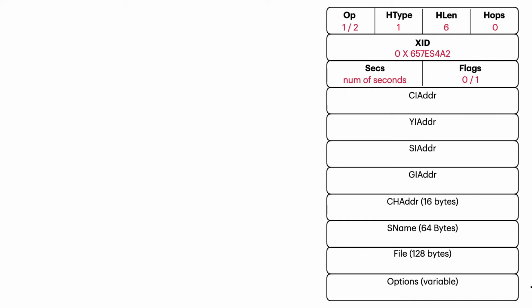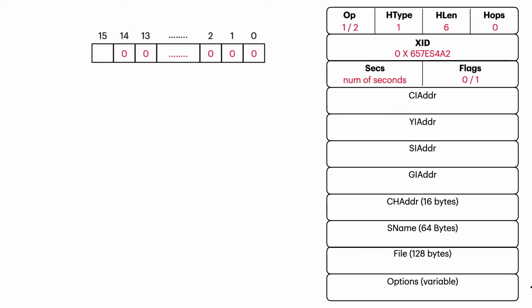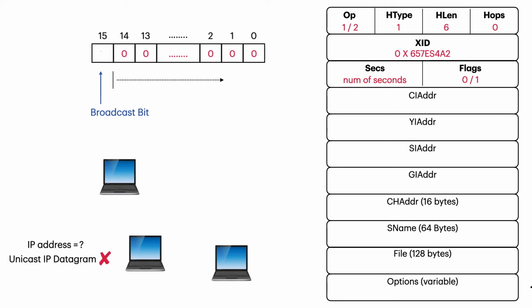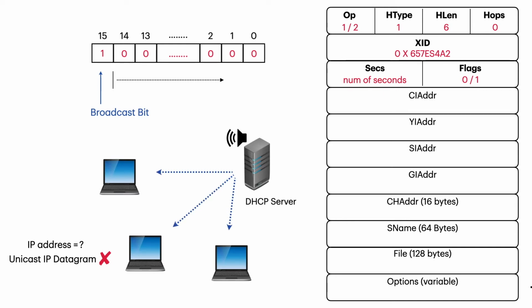Flags are 16 bits in length. Out of 16 bits, the rightmost 15 bits are reserved and set to 0, and only the most significant bit, called the broadcast bit, is used. If the DHCP client does not know its IP address or cannot process the incoming unicast IP datagram, it sets this field to 1. It tells the DHCP server to broadcast its reply.